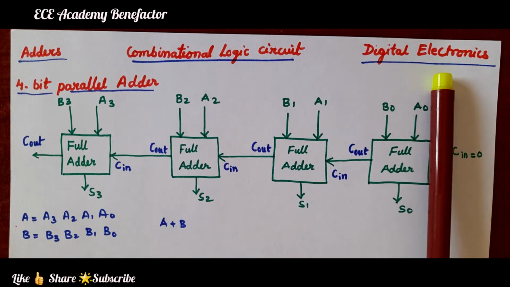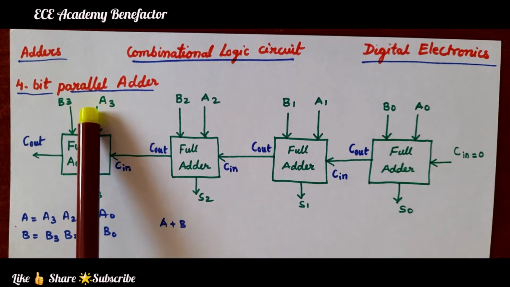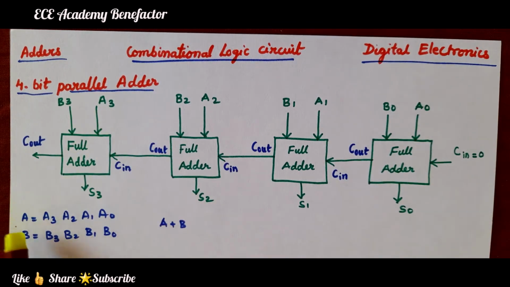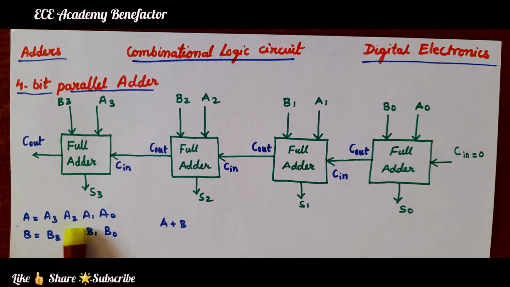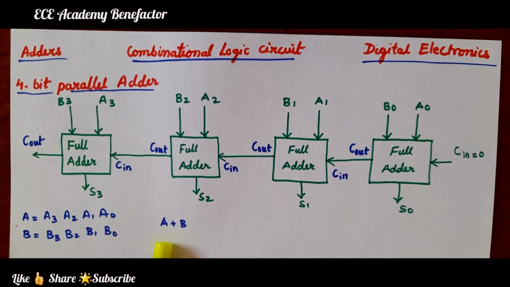Okay. So, we need binary parallel adders when the two binary numbers A and B have more than 1 bit. As it is a 4-bit binary parallel adder, we need two binary numbers comprising 4 bits each. The binary number A comprises bits A3, A2, A1, A0 and binary number B comprises bits B3, B2, B1, B0. So, the parallel adder is used to add two binary numbers, A plus B.